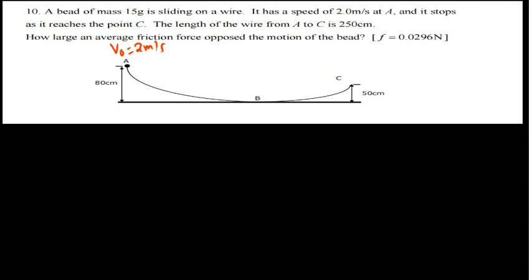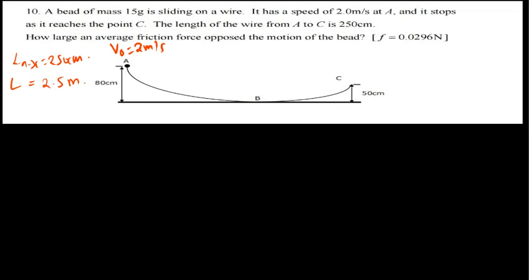Okay, then they're saying that at its top, as it reaches point C, the length of the wire from A to C is 250 centimeters. But we can change this into meters, and we can say that it's going to be 2.5. Is it okay? We can say that it's going to be 2.5. Yes. Then the question continues to say how large an average friction force opposes the motion of the bead.